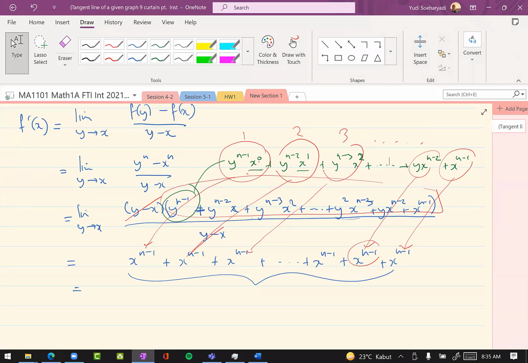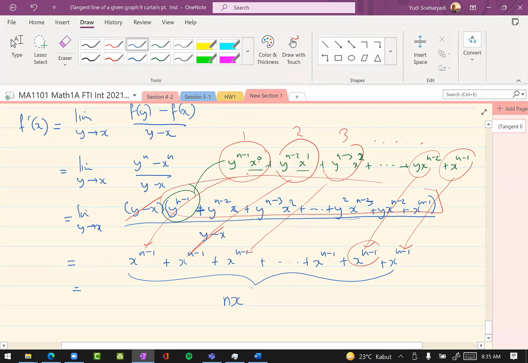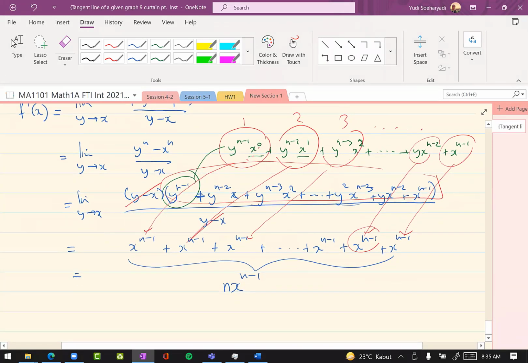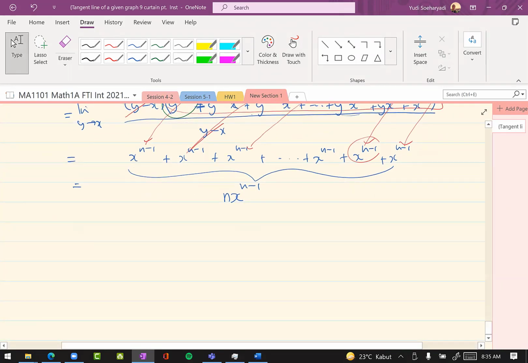So here you have n minus 1. So this is the formula that you recognize, that you use from high school. You would take a polynomial and then just multiply this out by the power, and then the power is reduced by 1. Okay. All right.